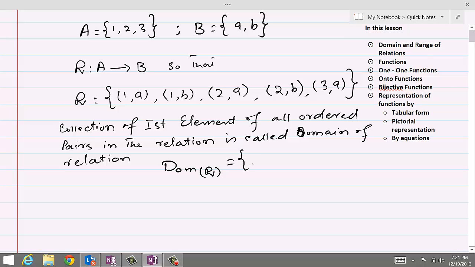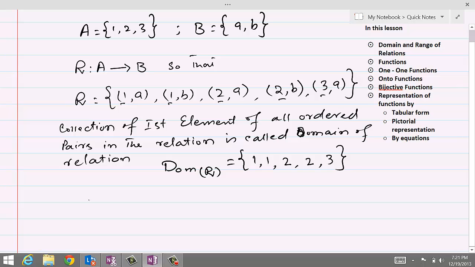Now, which are the first elements of every ordered pair? This, and this. So this collection is going to be 1, 1, then 2, then 2 again, and then 3. So this is the collection of first elements of every ordered pair in the given relation.